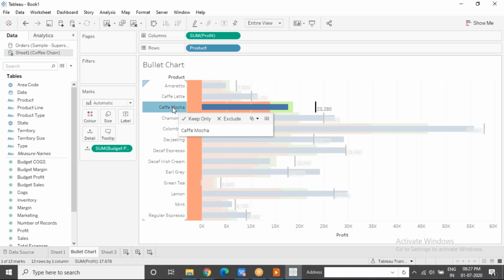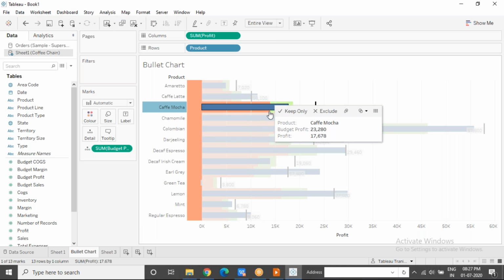If you look at Cafe Mocha, same thing. It definitely missed the target. It went beyond 60% of the target, but it missed the 80% target.